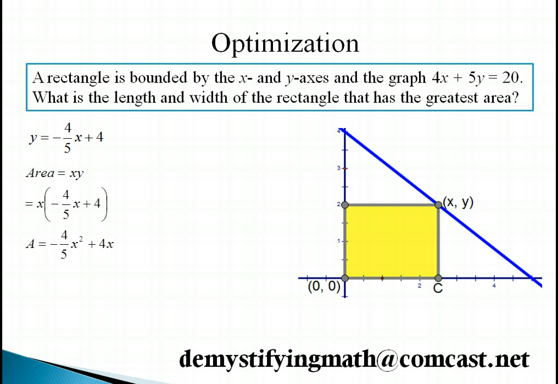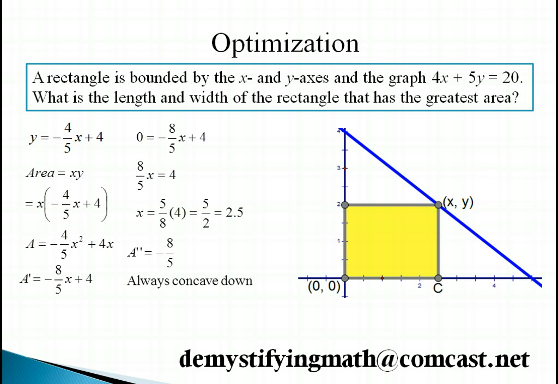Now because it's the area that we want to find the greatest of, we want to take the derivative of the area. So we're going to take the derivative of the area formula. And we get negative 8/5 x plus 4. Now we're going to set that equal to 0 to find our x value, our critical point. And we got 2.5. Now we need to also verify that that is a maximum point. So we're going to go ahead and take our second derivative, which we got as a negative. So the area formula in this case is always concave down. That means that the critical point that we found must be a maximum point.